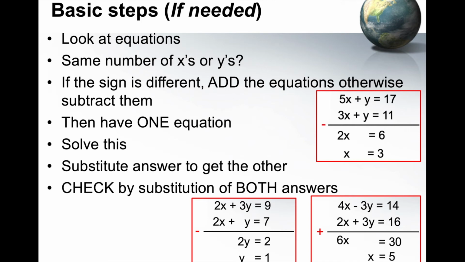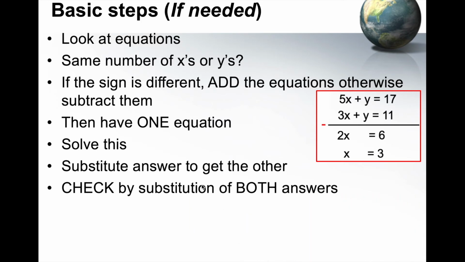The last step, this one here, is checking the result. You can do this if you want to. So, for example, this one here. We have found the values of x and y. X is equal to 3, y is equal to 2. You can check your answer by substituting these values back into equation A or B.